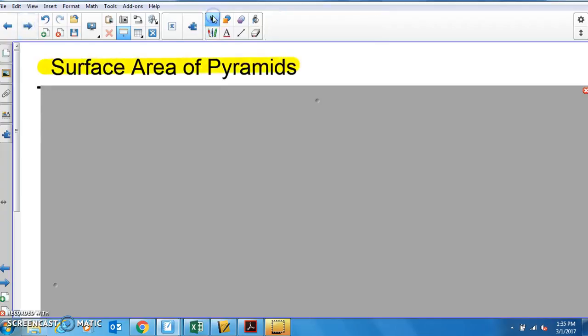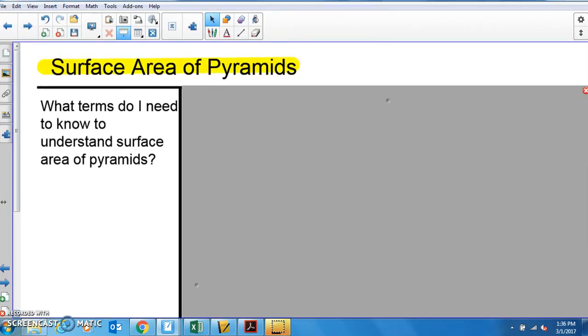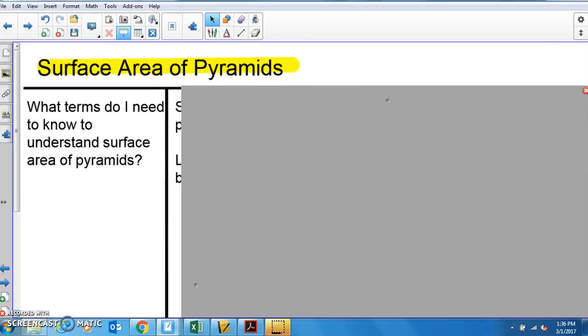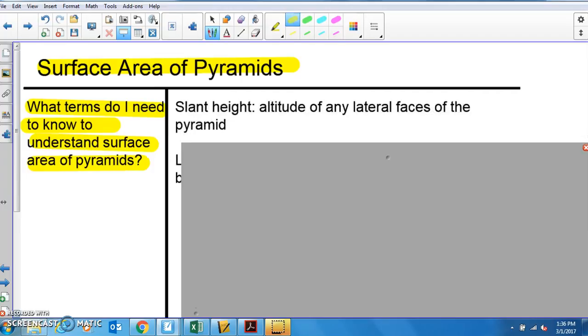First thing I want you to copy down is this question here. What terms do I need to know to understand surface area of pyramids? So, there are various terms. If I'm talking about different things, and you don't have a clue what I'm talking about, it's not going to do you a bit of good. So, the first thing is slant height.